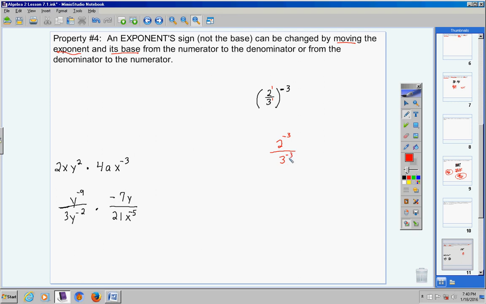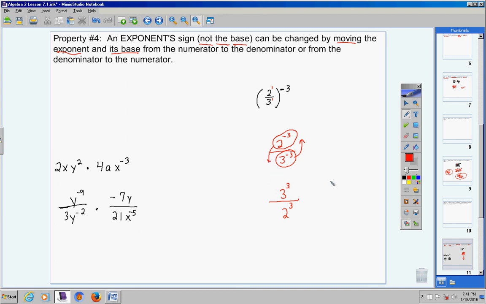Now, if I take this 3 right here with its negative exponent and bring it up top, I will have a 3 to the positive 3. Notice this 3 right here did not change. The base doesn't change. The exponent sign can be changed, not the base. Okay? This 2 to the negative 3, what has a negative exponent, doesn't it? So I'm going to bring this down to here and make it 2 to the positive 3. There we go. See how easy it is to change the signs of your exponents? It's really, really simple, guys.